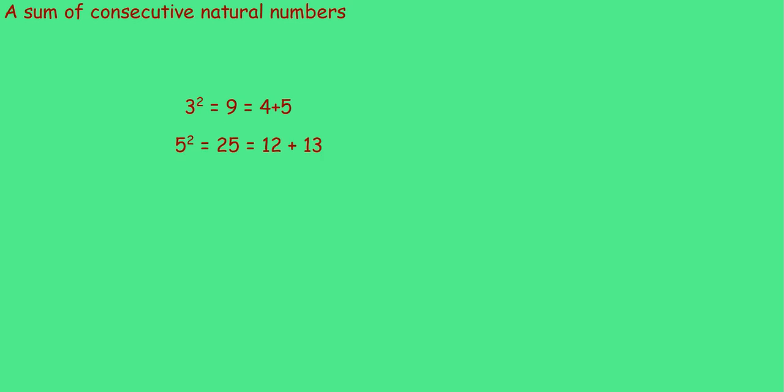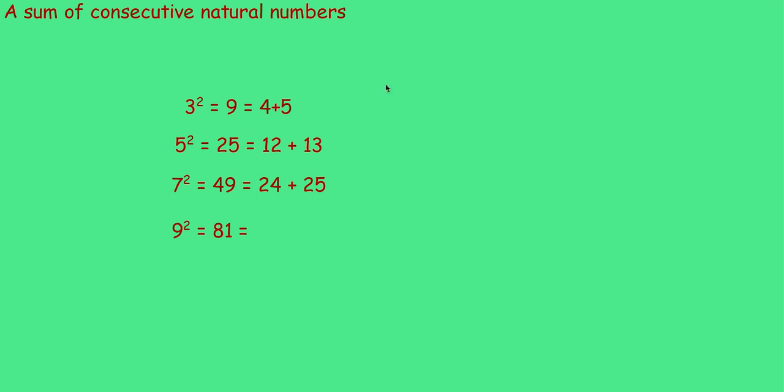Then let me take 5 square. That you can write as 25. 25 you can write as 12 plus 13. 12 and 13 are consecutive natural numbers. 7 square, which is equal to 49, you can write as 24 plus 25. That means 3, 5, 7, all these you can write as the sum of two consecutive natural numbers. Then 9 square, which is equal to 81. How can you represent 81 as a sum of two consecutive natural numbers?